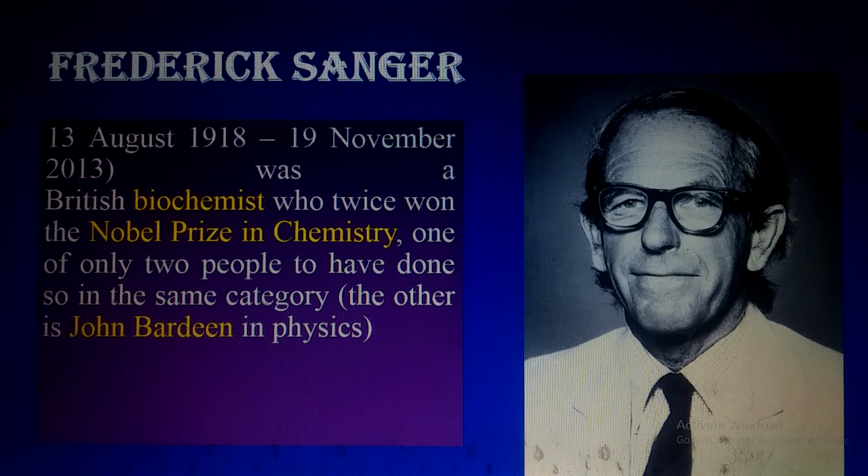Sanger, born on 13th August 1918 and died on 19 November 2013, was a British biochemist who twice won the Nobel Prize. Sanger twice won the Nobel Prize in chemistry, one of only two people to have done so in the same category. The other one is John Bardeen in physics, who got the Nobel Prize two times.